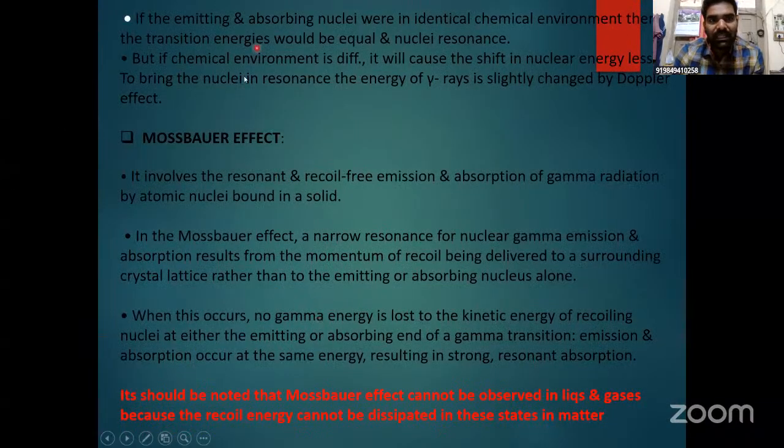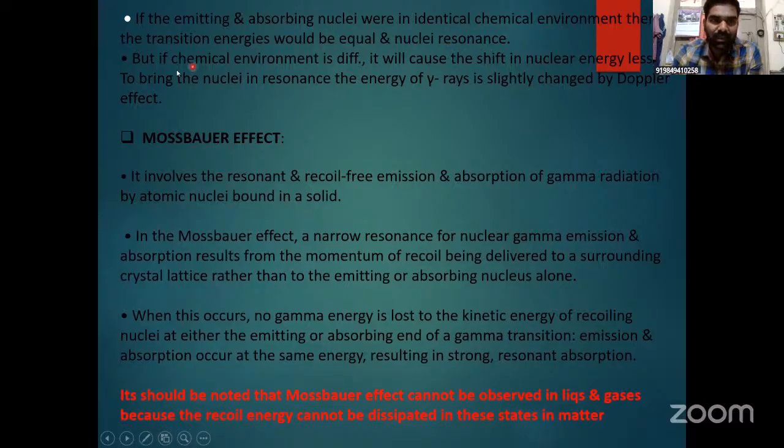If the emitting and absorbing nuclei were in an identical chemical environment, then the transition energies would be equal, and nuclear resonance would occur. That means the emitting nuclei and the absorbing nuclei are in the same chemical environment, so the transition energy between those two will be equal.